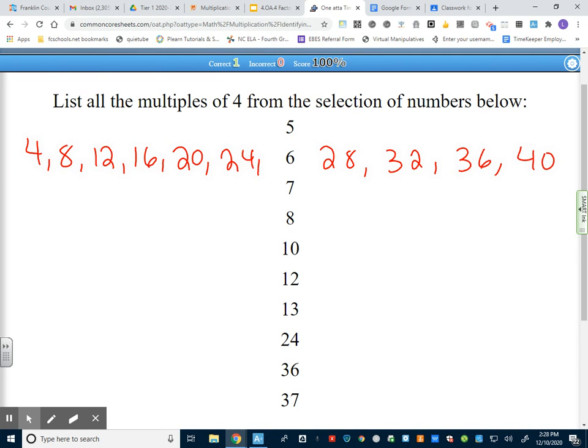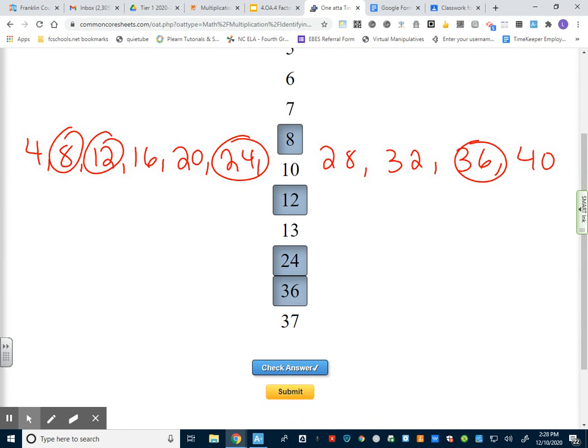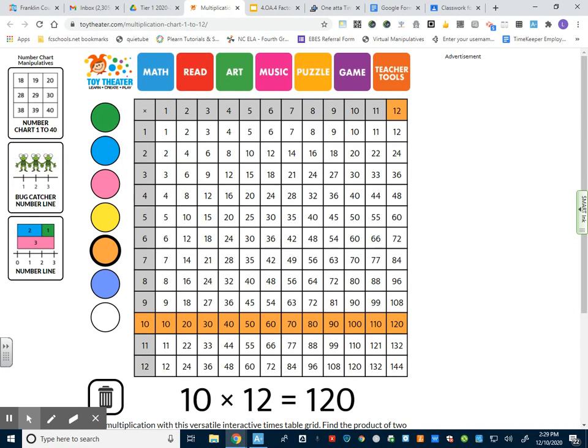Okay, so if I look down here, what falls in that list? Well, 8 falls into that list. 12 falls into that list. 24 falls into that list. 36 falls into that list. Let's make sure there's nothing down here. Nope, that's all. And so that is the correct answer. Multiples, again, my multiples of 4 I could also get right here, are all on the multiplication chart.